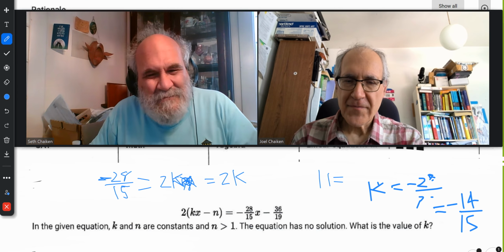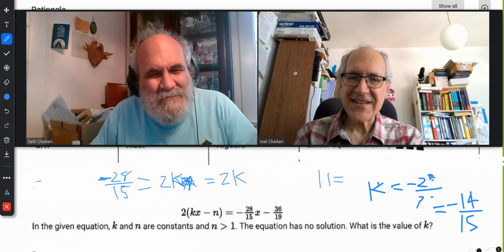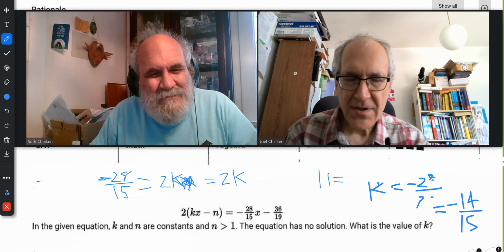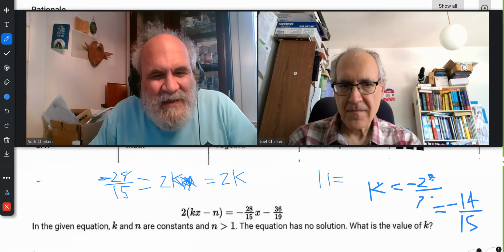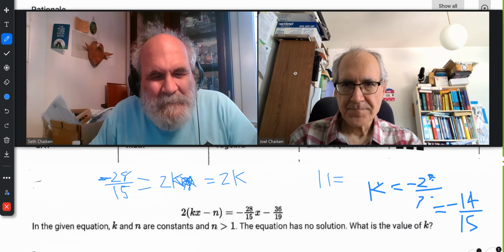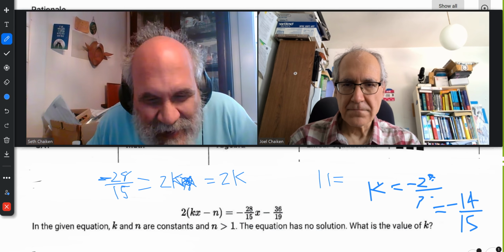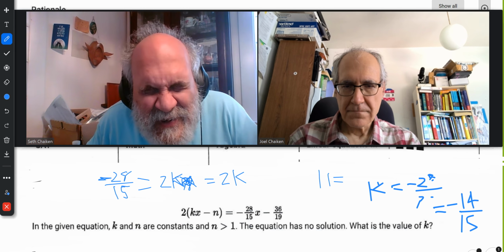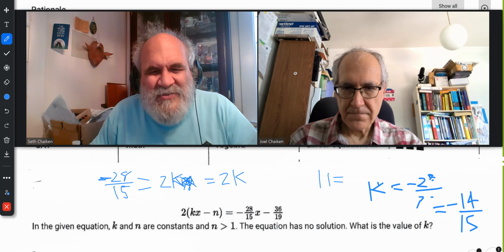Wow, so this is a surprise because n had nothing to do with anything. Unless we're missing something. It's a little suspicious. I mean, this is supposed to be a difficult question. Well, if n is such that the constant minus 2n equals negative 36/19, then the equation has infinitely many solutions.